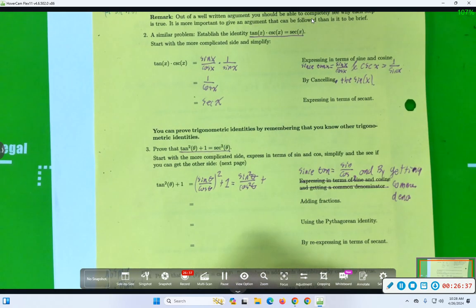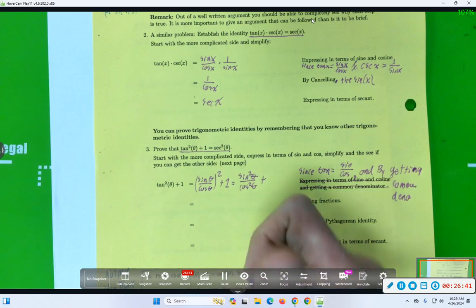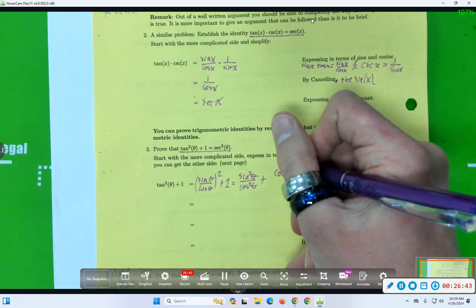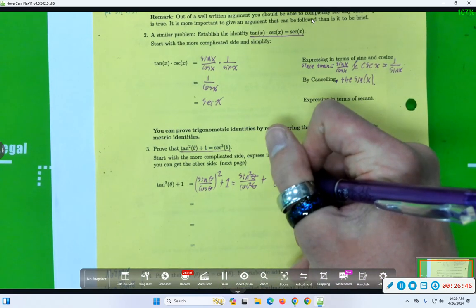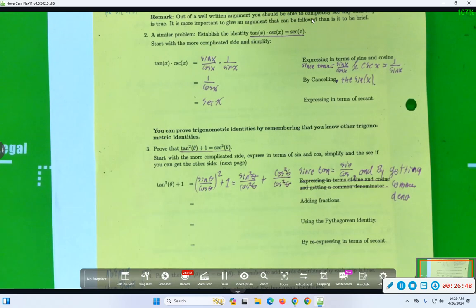So how should I rewrite that 1? Or cosine squared over cosine squared. Perfect. And the only reason to ever get a common denominator is so you can add or subtract fractions. So whenever you get a common denominator, the next command had better be add those fractions. Let's add those fractions. What do you get?